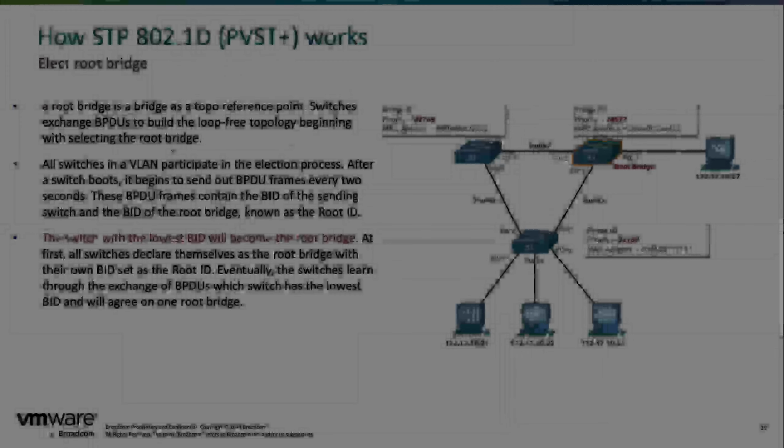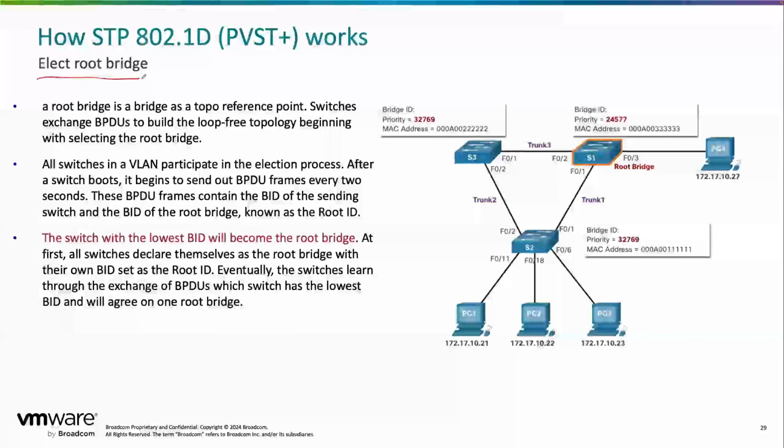There are 4 steps to work out a loop-free topology. And the first step is to elect a root bridge. Think about that topology. Sometimes if you have the opportunity to go on site in the data center, some of the companies have a very complicated layer 2 diagram. It might go this way, might go this way. There are so many loops in the network in between. So that really depends on the spanning tree to work out the loop-free topology.